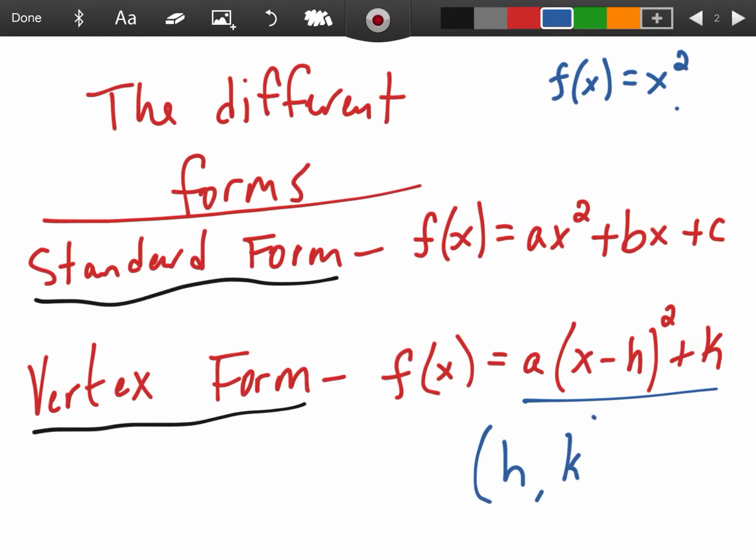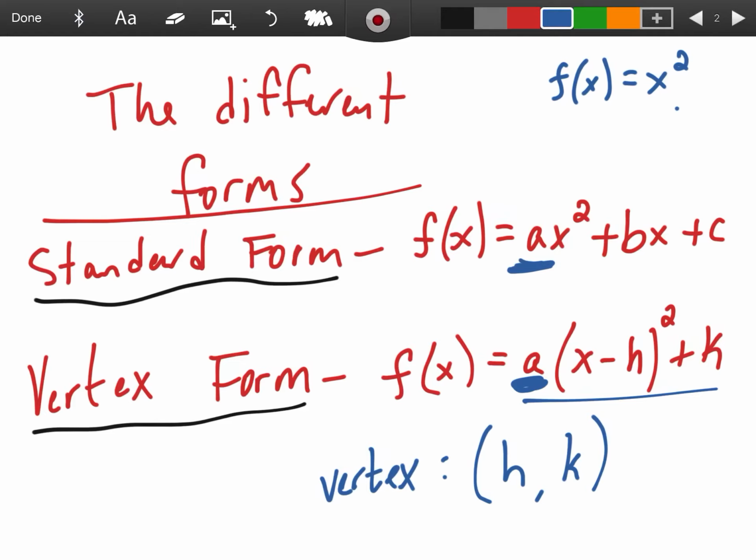k units. So the vertex, whenever it's given to you in vertex form, your vertex is always going to be h comma k. All right, so x minus whatever value squared, and then plus the value on the outside, that is the x value of your vertex and the y value of your vertex. This a right here is actually the same exact a as this function up top.